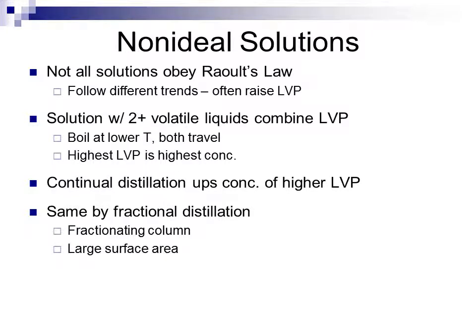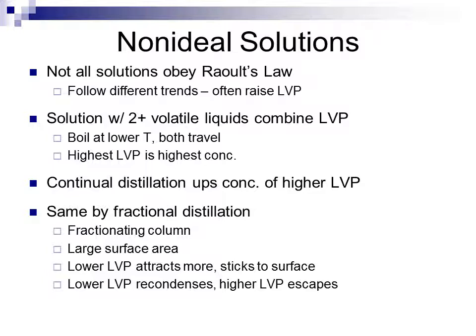The liquid which has the lower liquid vapor pressure, therefore the stronger attractive forces, will attract more to this surface area than the liquid with a higher liquid vapor pressure. So the lower liquid vapor pressure liquid will stick more to the surface than the higher liquid vapor pressure liquid will. As they move up the column cools, and the solution with the lower liquid vapor pressure will condense faster than the one with the higher liquid vapor pressure.